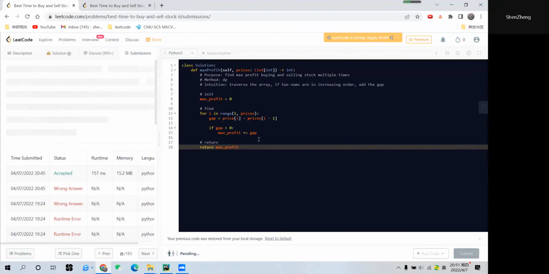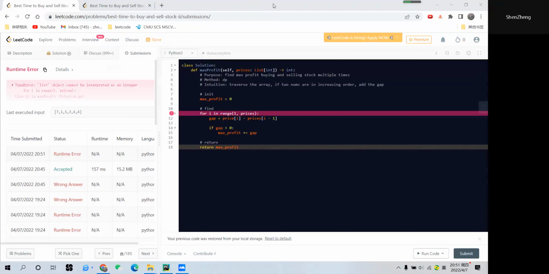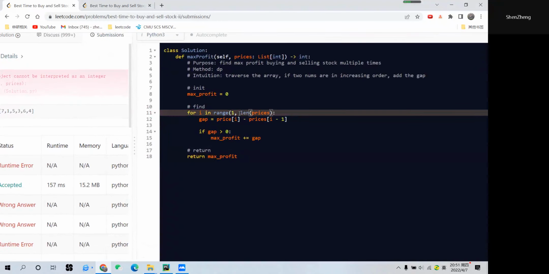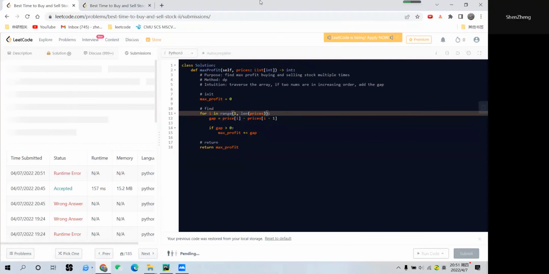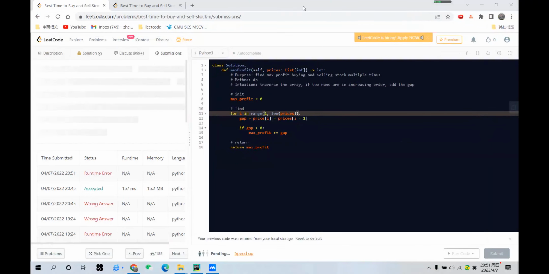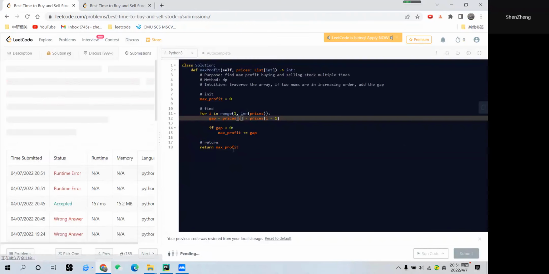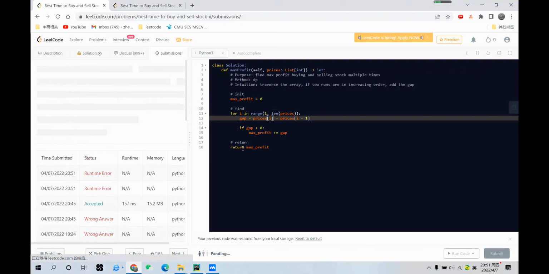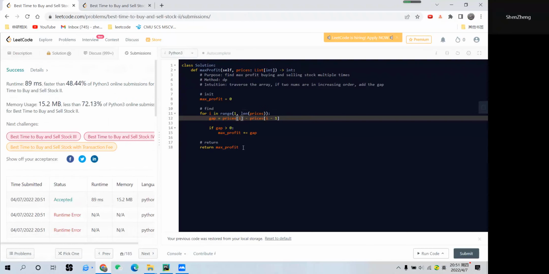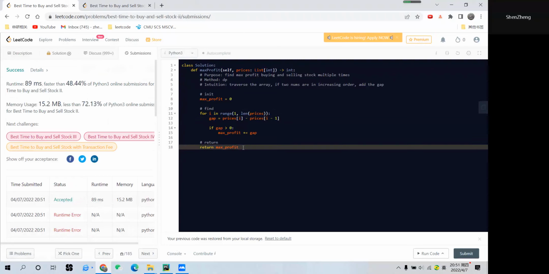Okay, let's see the result, see if it works. Oh, sorry. It should be length of prices because it's an array. Oh, should be prices, sorry. Okay, you see the time and memory used for this solution are quite efficient, right? And I think the code is very short, very similar to the previous question, and very easy to understand.